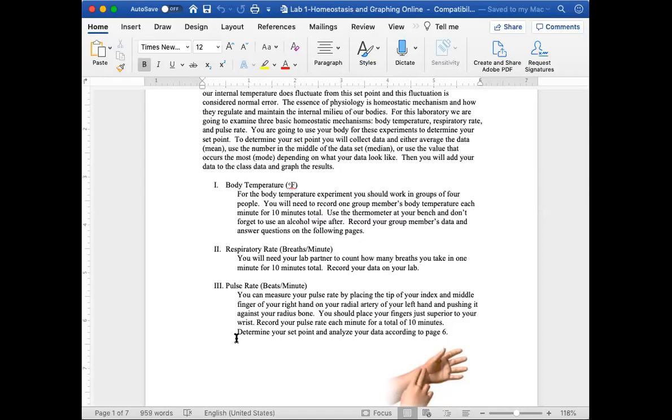So this you can do at home. If you don't have a thermometer, then I'm not sure what to do. Send me an email if you don't have a thermometer and we'll deal with that.